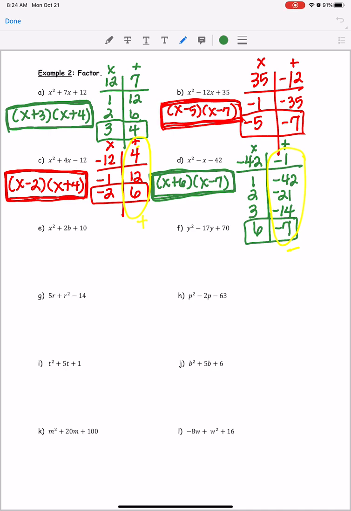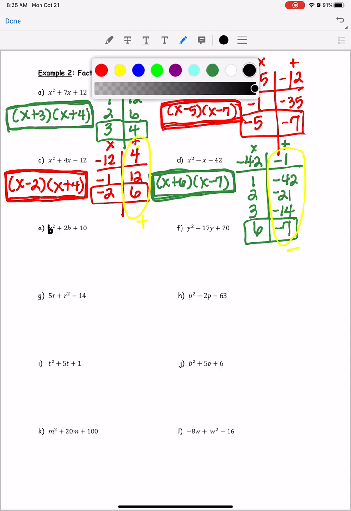Okay, last one we're going to do using this method here. And I have a typo, so it really doesn't matter what letter we have. I'm going to change this x to a b. So I mean, we got b squared plus 2b plus 10. You need those variables to be the same.